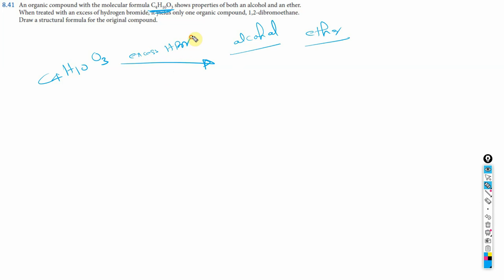treated with excess HBr. So C4H10O3 behaves like an alcohol and an ether, which means it has both an alcohol group and an ether functional group in the molecule. So that's what it means. And when treated with excess HBr, you get 1,2-dibromoethane, which is this, as the only organic product here. So draw the structure of this molecule.